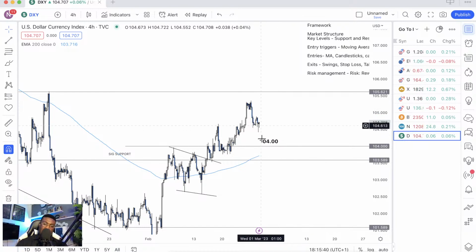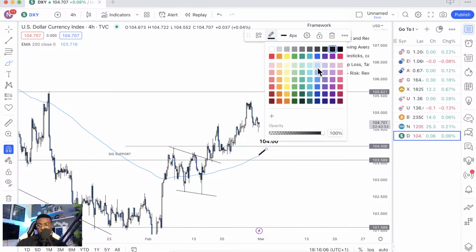Except the dollar index can trade below 104. If it trades below 104, then that basically means that it will be trading below this moving average as well, and then that can change my bias. Let's change the color of this.